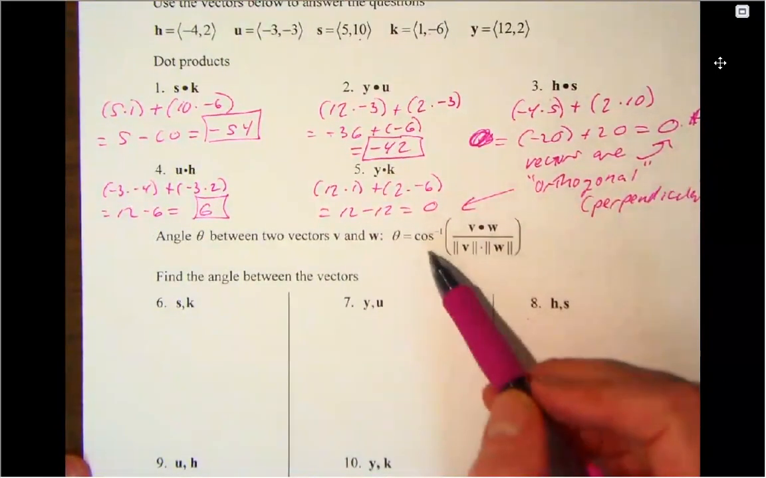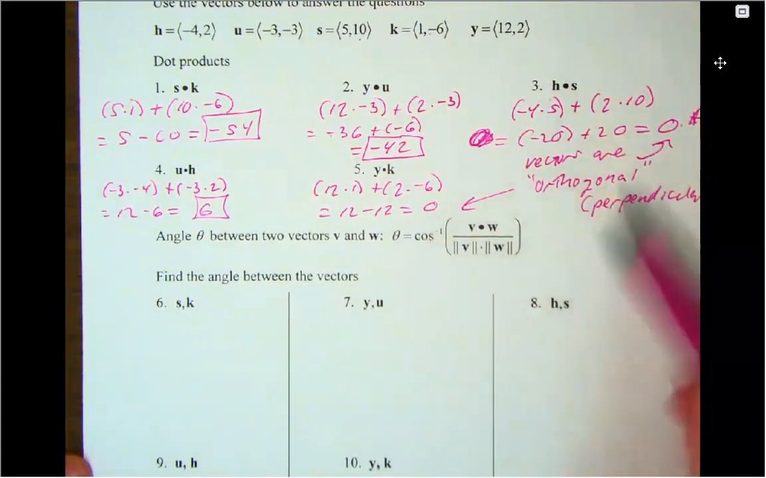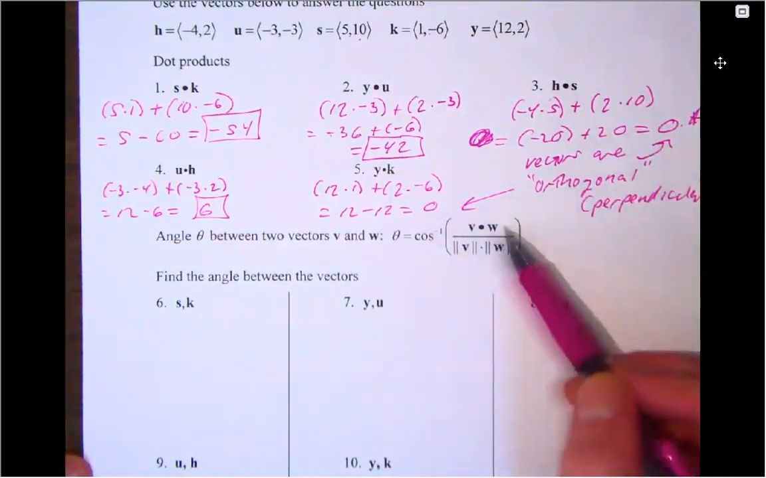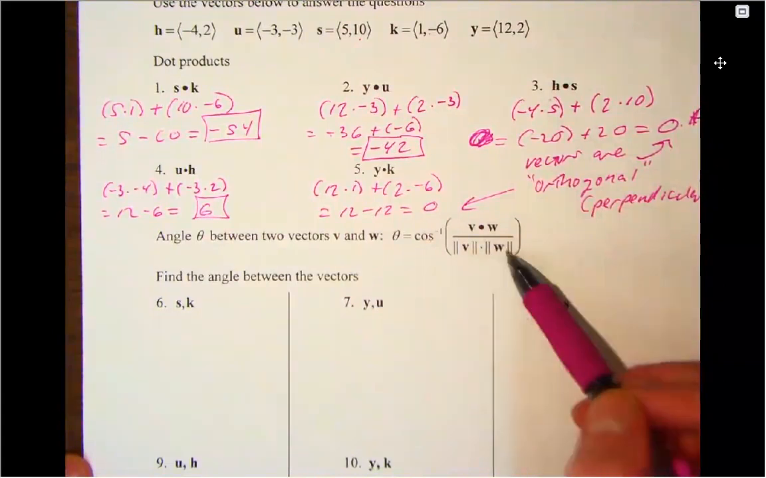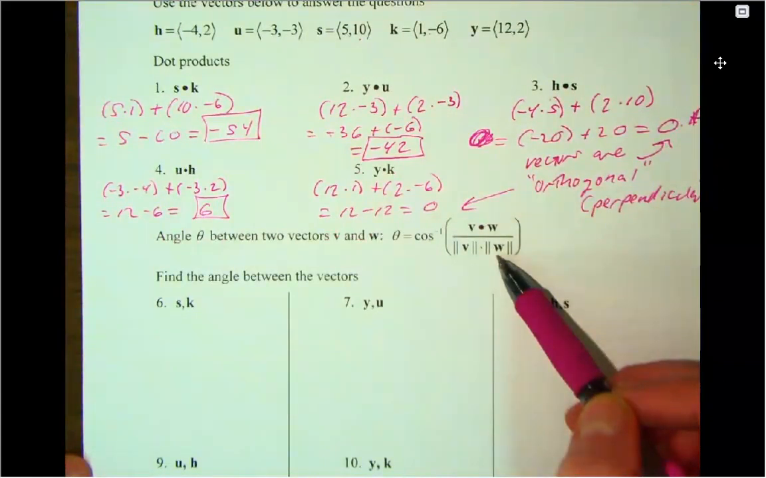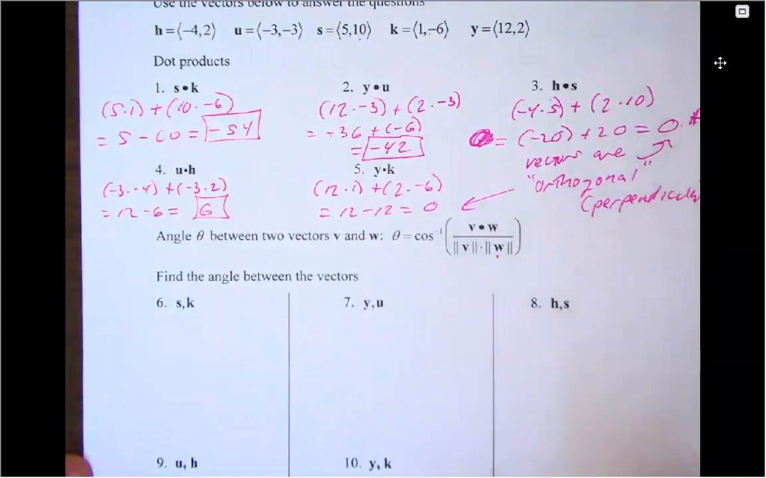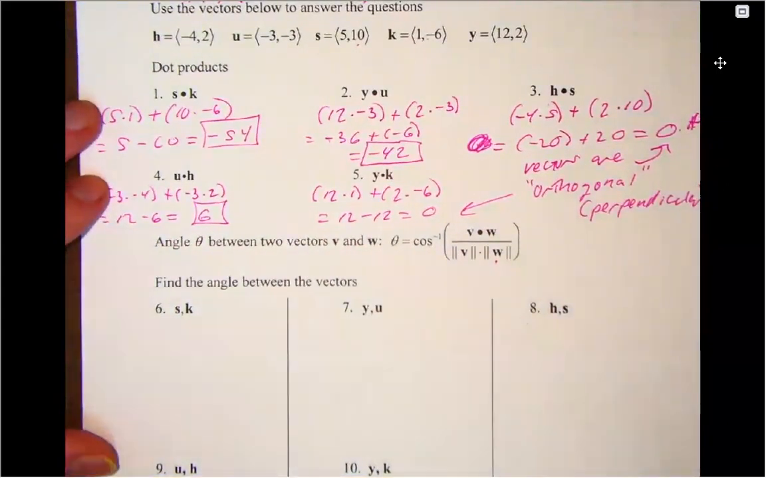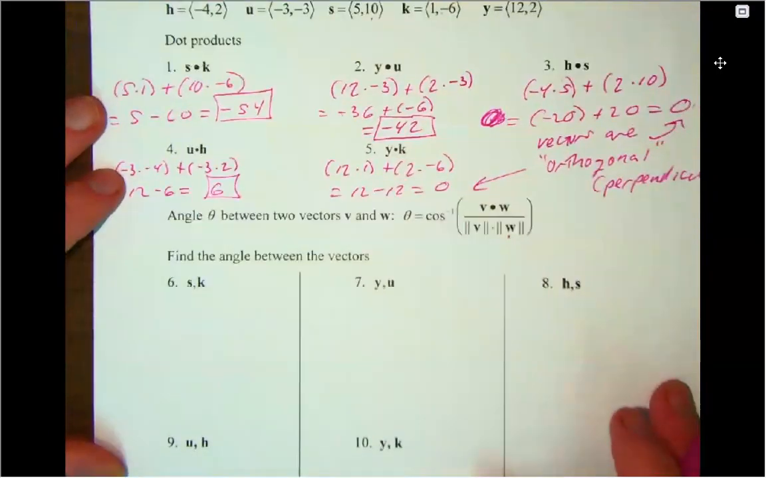That formula is the inverse cosine of the dot product over the product of the magnitudes. Remember, those two double bars mean magnitude. So once you know those three things, then we just pop it in the formula and we're done with it.